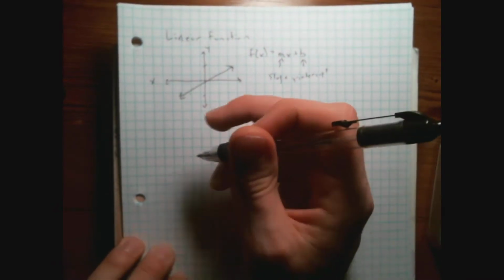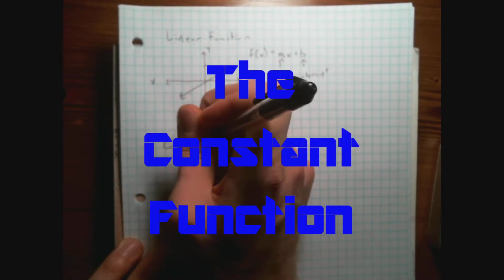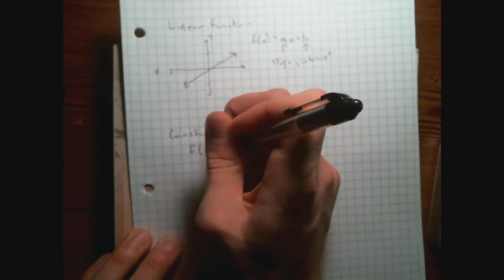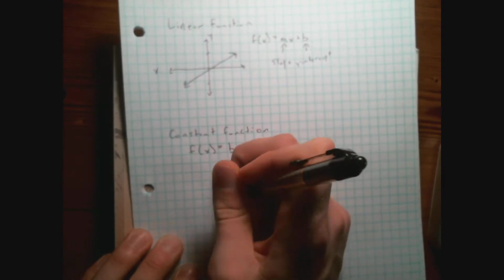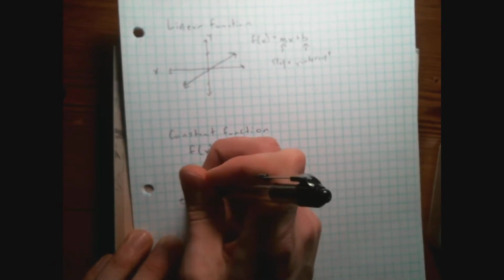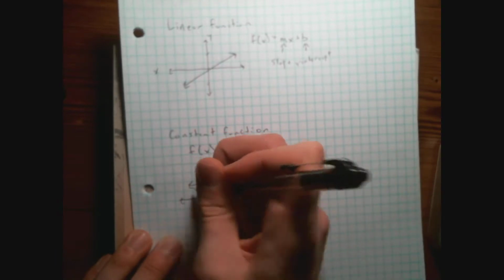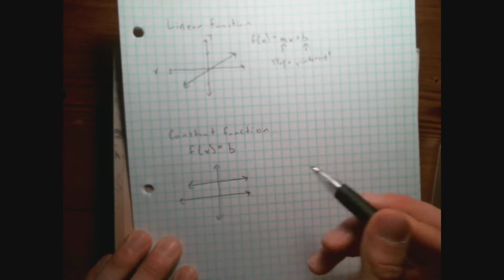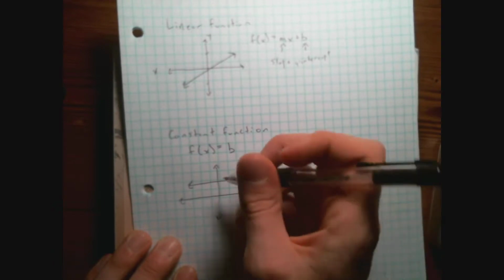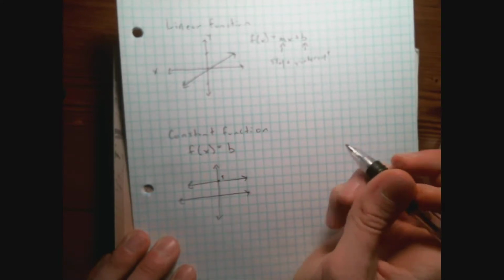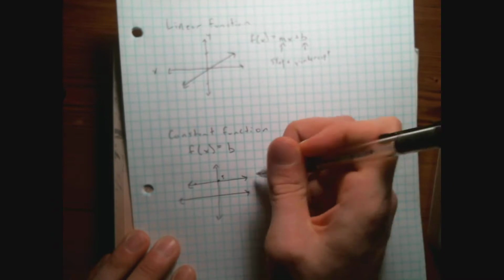Our second function is called the constant function. And it looks like this. F of x is equal to b. And on the graph, it just looks like a straight line with a slope of 0 because there's no m here. And it only crosses the y-axis because it's constant. So say this is, let's just call it 3 on the y-axis. Every point along here is 3.